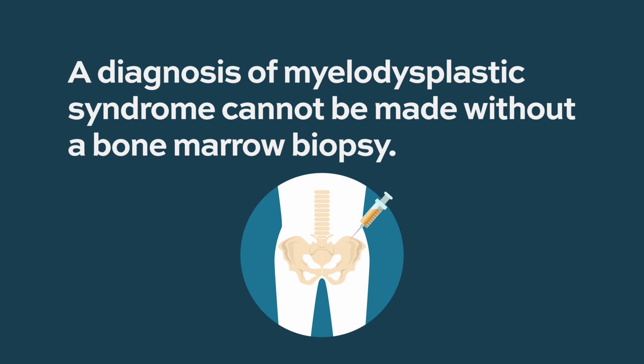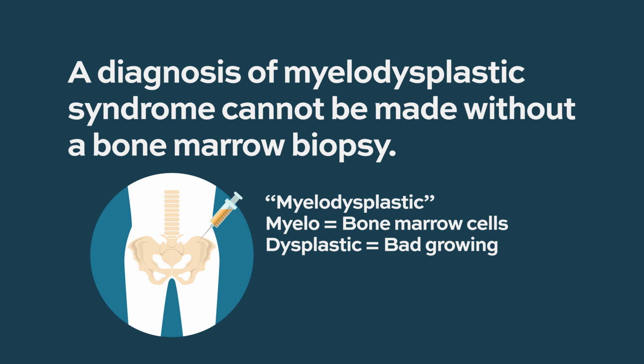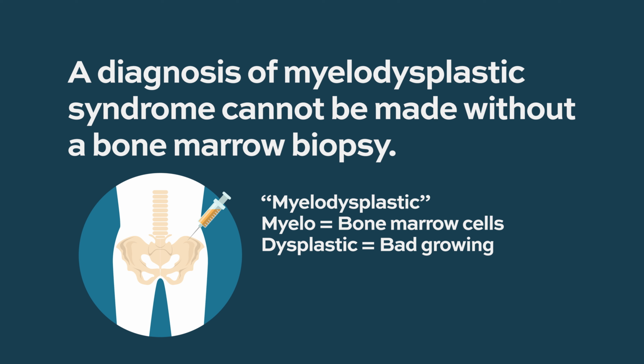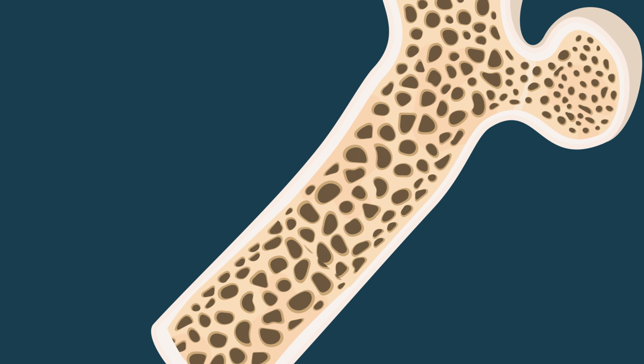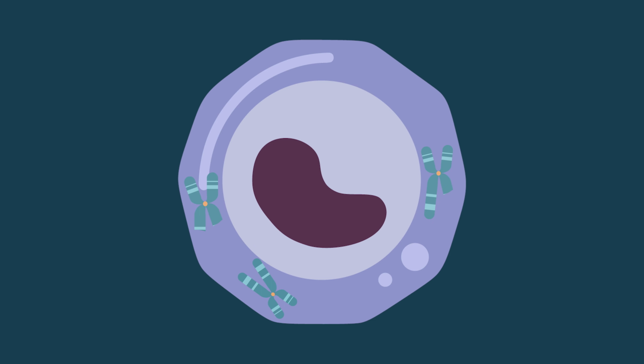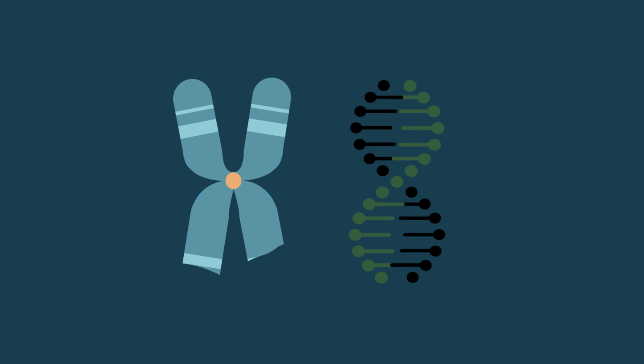A diagnosis of myelodysplastic syndrome cannot be made without a bone marrow biopsy. So if that test is performed and it shows abnormal looking cells, myelodysplastic means myeloid cells, bone marrow cells that are dysplastic, bad growing, that test has to show abnormal myeloid cells. Often it shows typical mutations in those cells that are associated with myelodysplastic syndromes. And when we talk about mutations, we're talking about things that occur in the cells that cause them to look abnormal. Most of the time, not mutations that are passed down to kids and grandkids.